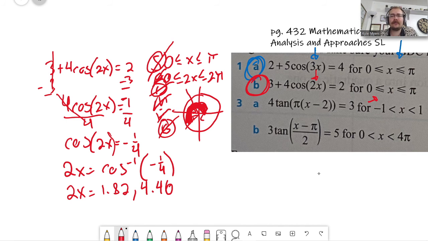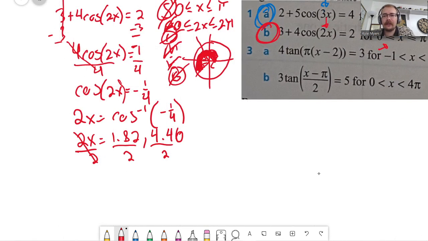I just found the quadrant 2 answer and the quadrant 3 answer, both the quadrants where cosine is negative because I have a negative 1/4. And there we go. Now I just do one more step. Now that I found both of my answers, I divide by 2 to get the answer, because we need x. So then I just do a little bit more math.